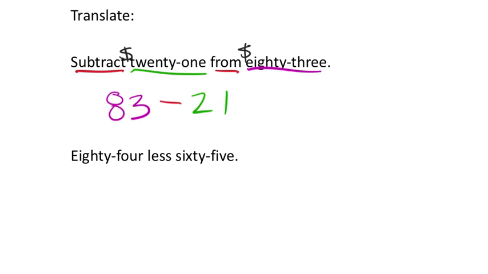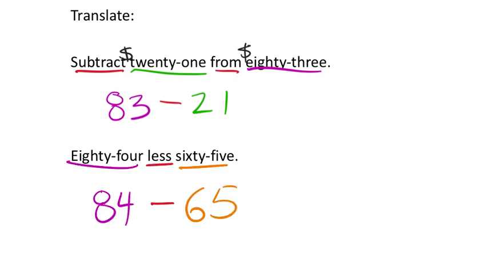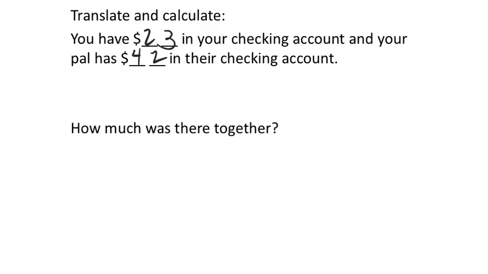Next: 84 less 65. Try it out. 84 less, so less would be another form of subtraction. But this one is a direct translation, taking 84, so 8 tens and 4 ones, and then subtracting 65, 6 tens and 5 ones. So we're going to have to translate this one and then calculate it.